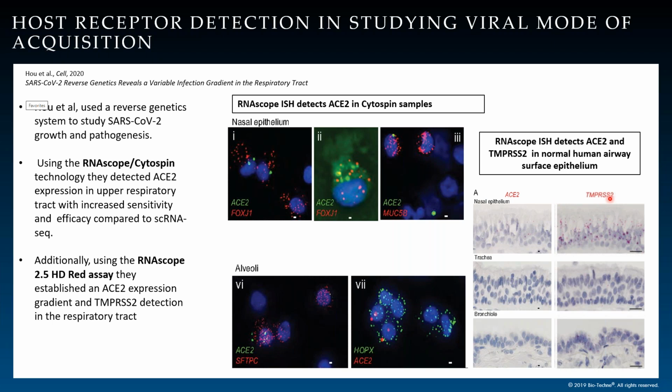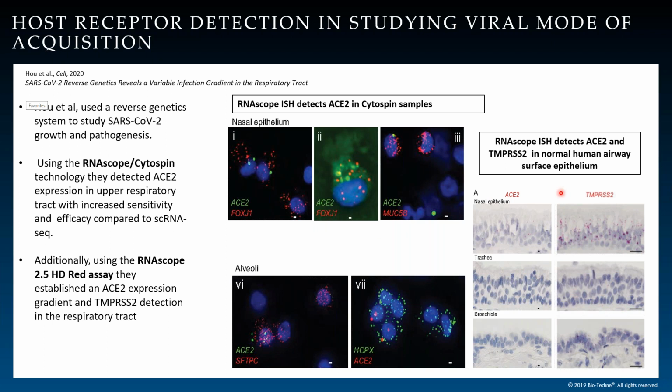On the other hand, they used ISH assay to design probe against the ACE2 and TMPRSS. They used the ISH probe against ACE2 and TMPRSS protease to show expression of these markers in different parts of the lung tissue, including nasal epithelium, trachea, and bronchi. And what was interesting was the expression of both these markers was highest in the nasal epithelium, and the expression reduced as they went down in the respiratory tract.